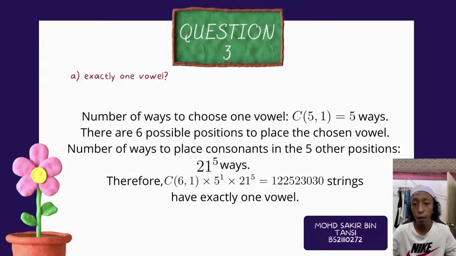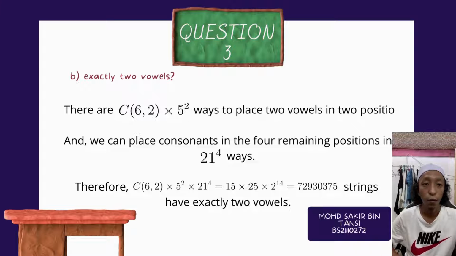The number of ways to choose 1 vowel is 5 ways. There are 6 possible positions to place the chosen vowel. The number of ways to place consonants in the 5 other positions is 21 to the power 5 ways. So the operation is 6 times 5 times 21 to the power 5. So the answer is 122523030.